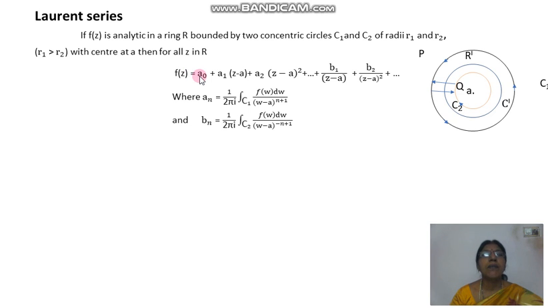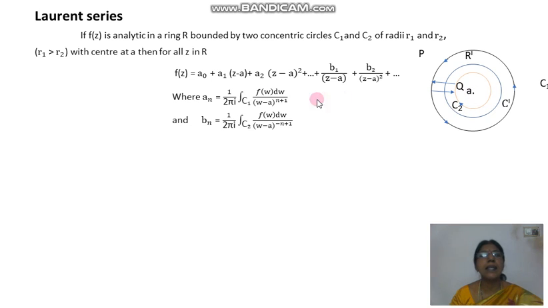For this purpose, first we observe what is given in the data. f of z is analytic in ring R, the ring bounded by two concentric circles. See the diagram. C1 is the outer circle and C2 is the inner circle. R is the ring-shaped region between the C1 and C2 circles. C1 and C2 both are concentric circles, that means both have the same center.